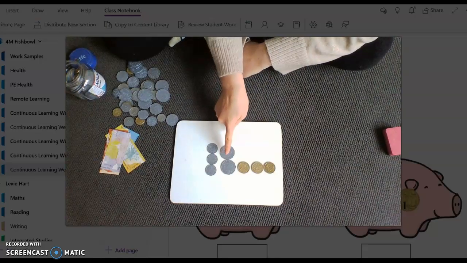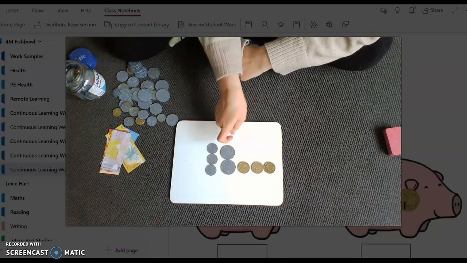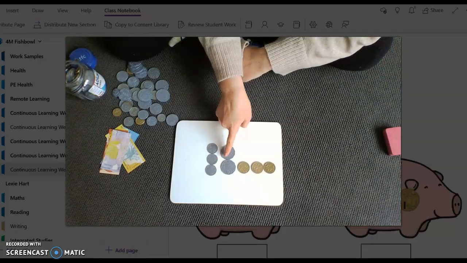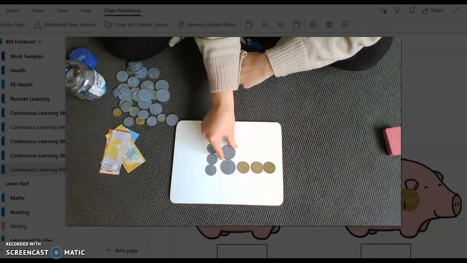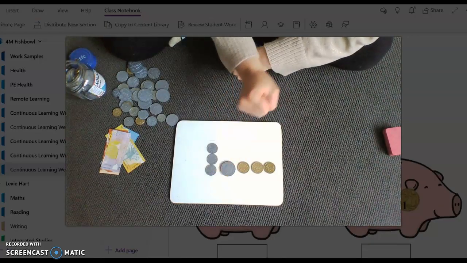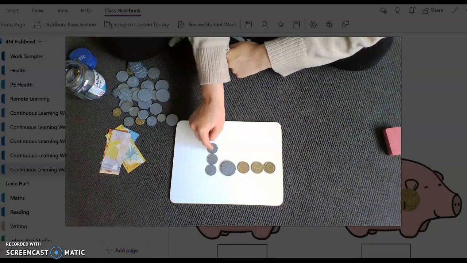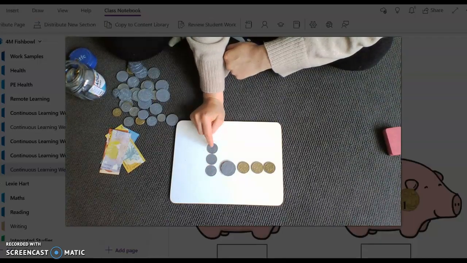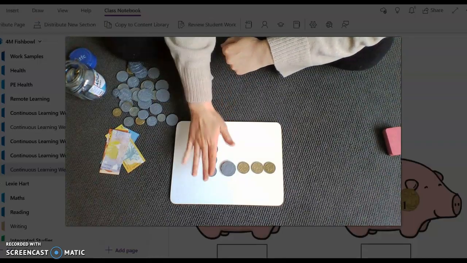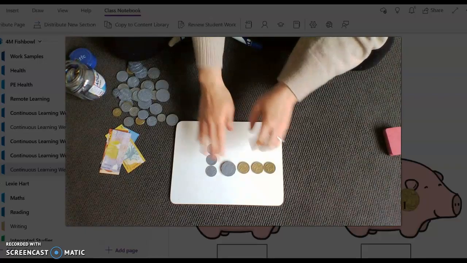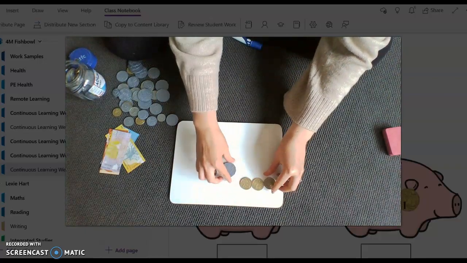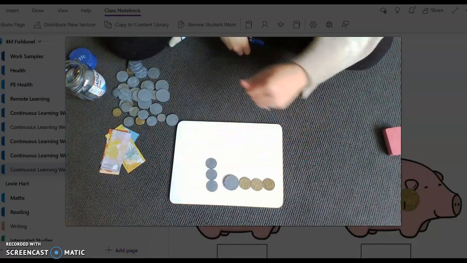Now I know that 50 plus 50 is 100 and that 100 cents is the same as $1. So I'm going to pop those on top of each other to show that I've made $1. Now I can't make a dollar with 3 10-cent pieces, so I'm going to leave them like that. Now what I'm going to do is count how many dollars I have all together.